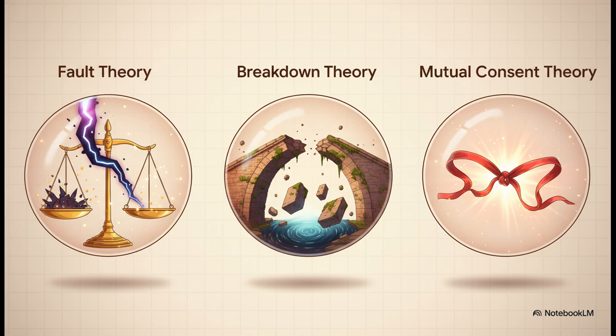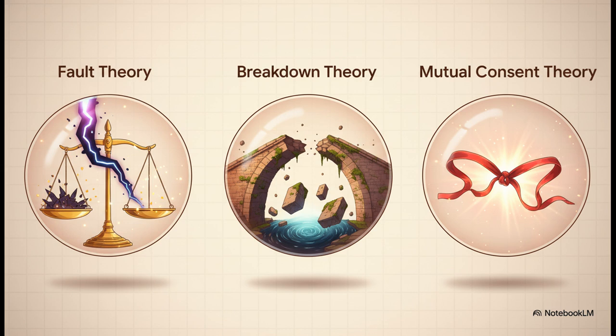Keep in mind, dissolving a marriage was practically unheard of in Orthodox Hindu law, but today, the law accommodates the end of a marriage through 3 distinct theories. First up is the fault theory. That's invoked when one spouse commits a recognized matrimonial offense, like cruelty, adultery, or desertion.